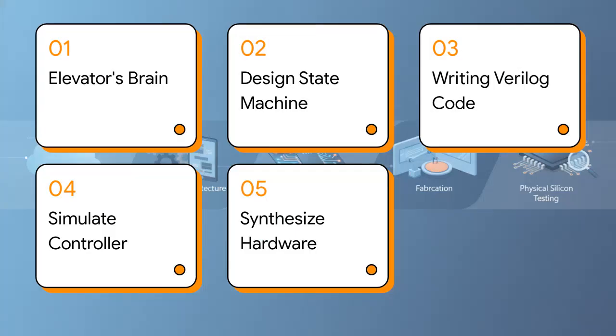Our life cycle today follows 5 key steps. First, mapping the elevator's brain. Second, designing the state machine. Third, writing the Verilog code. Fourth, simulating the controller. And fifth, synthesizing the hardware.